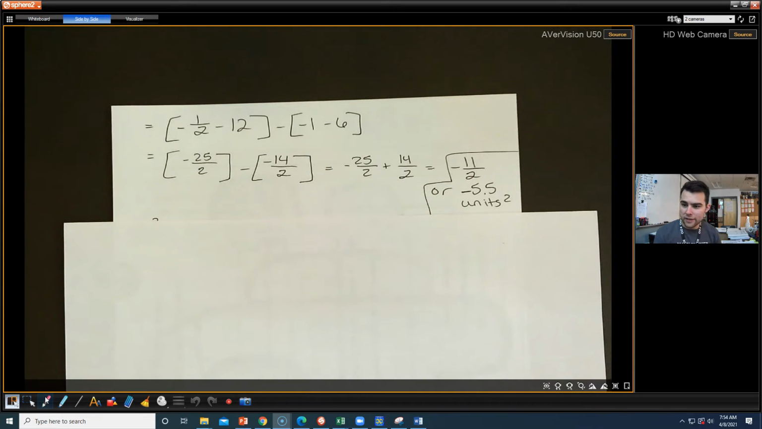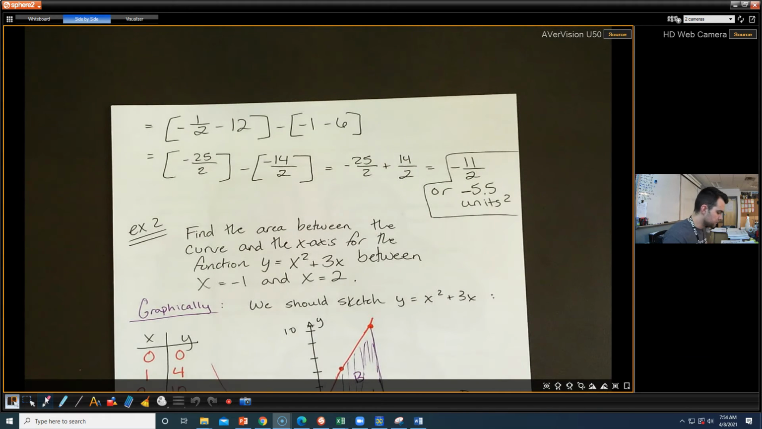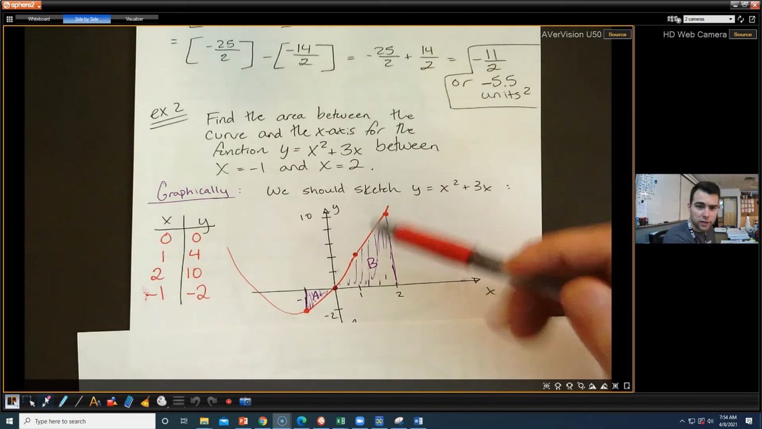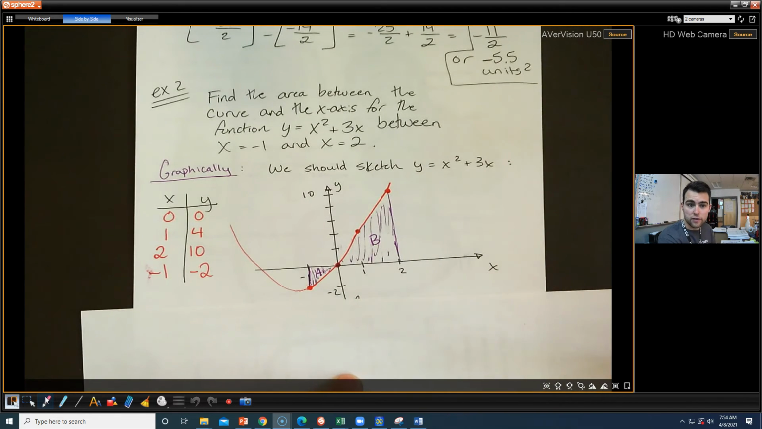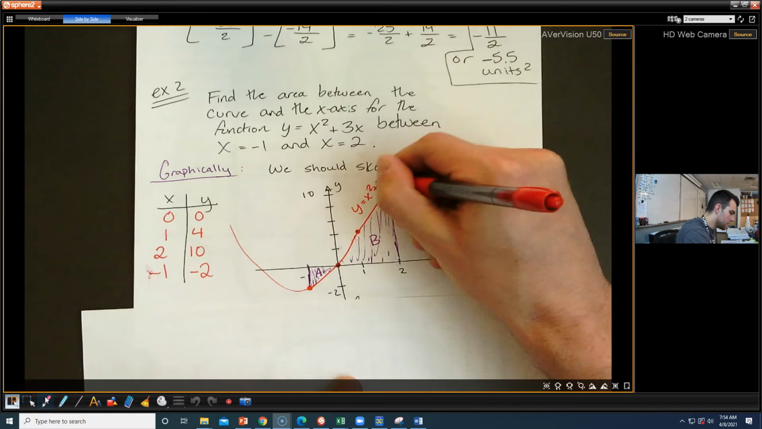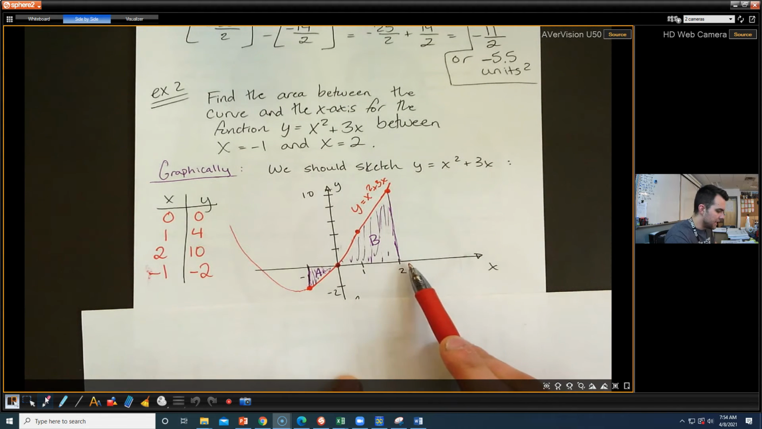Now, I was talking about how this could have an implication to it, and that's going to be in this next part right here. So, for this example, we're going to find the area between the curve and the x-axis for the function y equals x squared plus 3x, and it's going to be between x equals negative 1 and x equals 2.